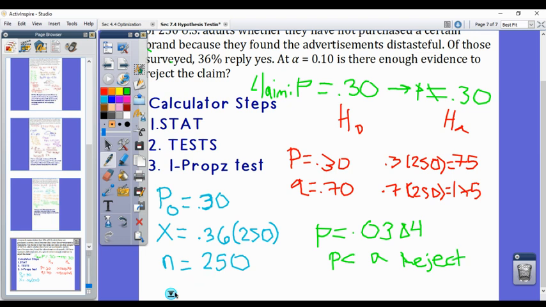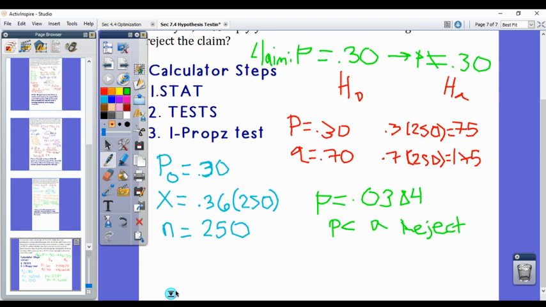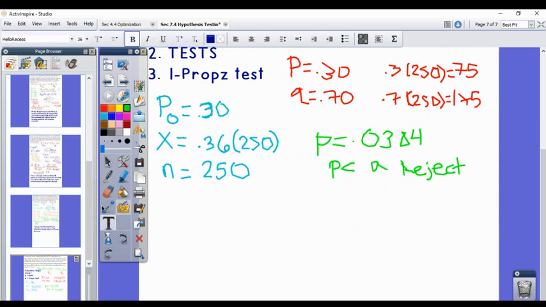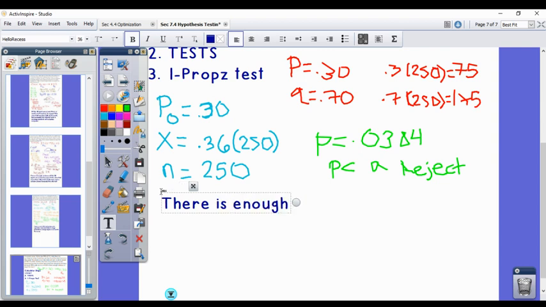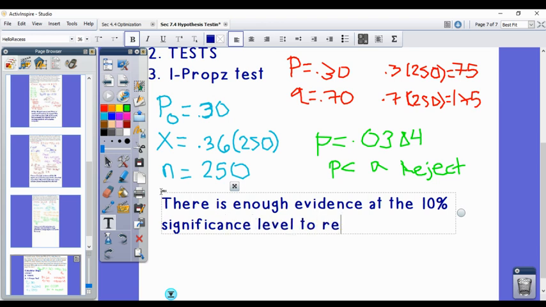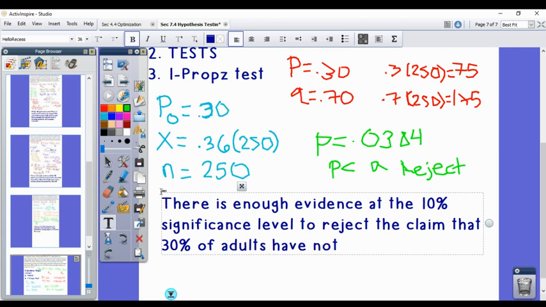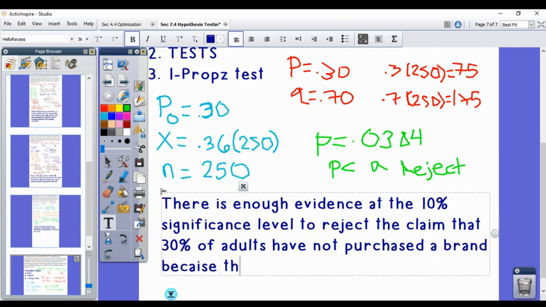Okay, so let's write our sentence. There is enough evidence at the 10% significance level to reject the claim that 30% of adults have not purchased a brand because the ads are distasteful. All right.